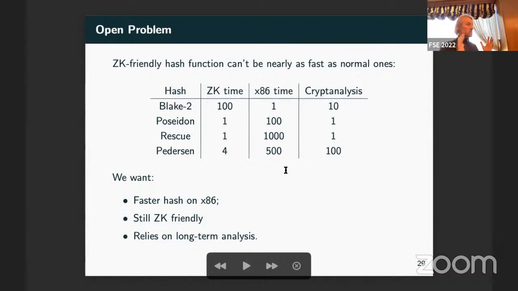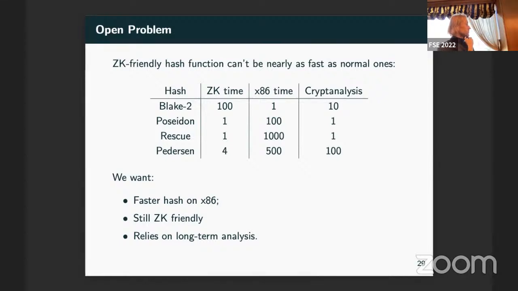So we care about proving time. This is the zero knowledge time here. But many use cases also care about, let's call it plain performance, the direct implementation of a hash function in software on a CPU. That's called x86 time here. And let's focus on these two columns for the moment.